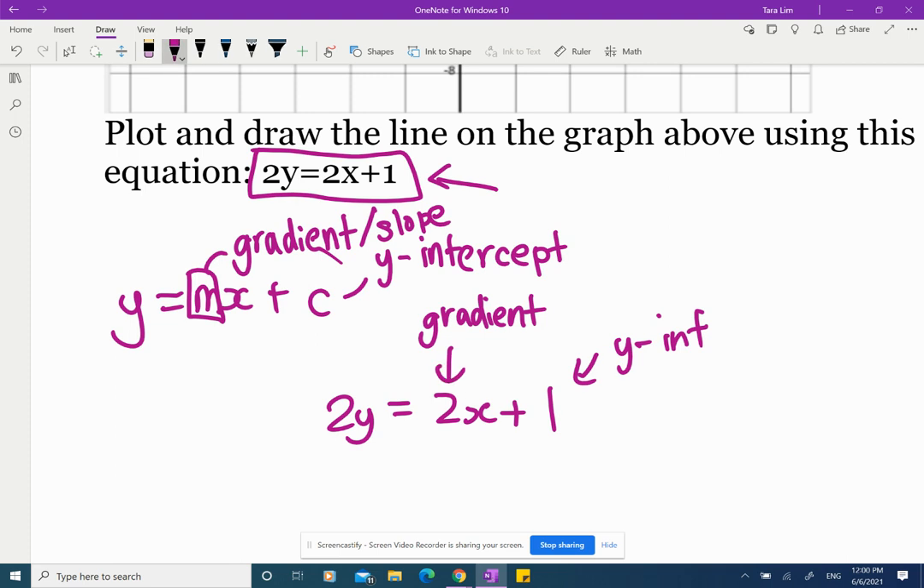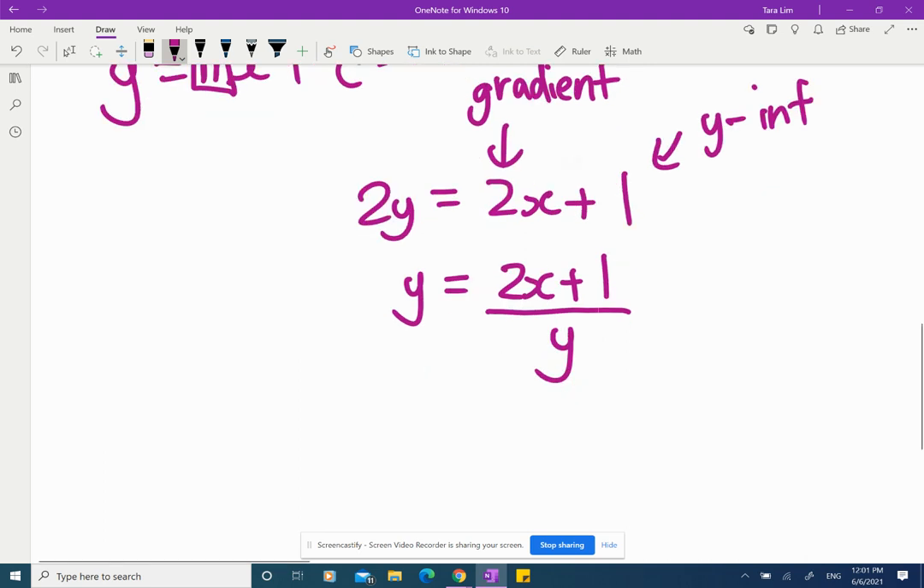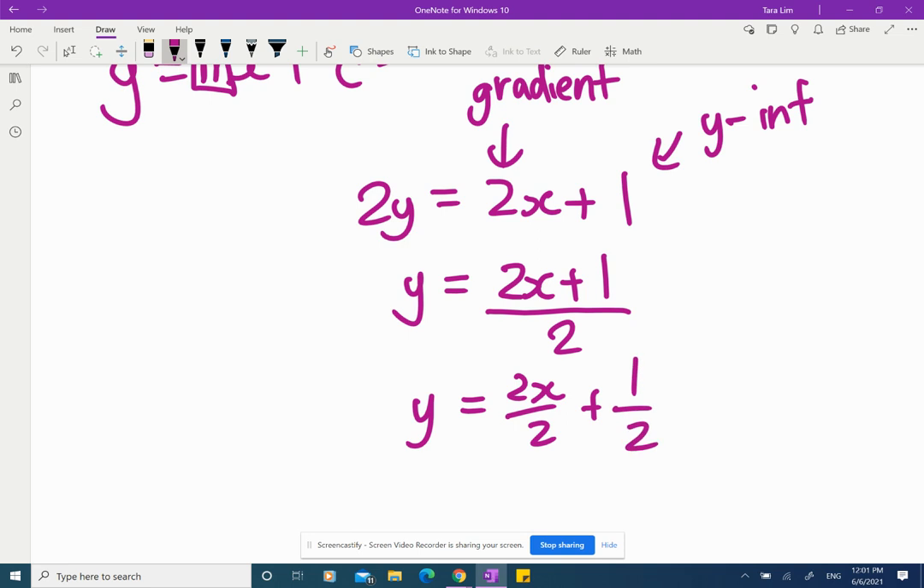So here we know that y is equal to mx plus c, and this is very similar, but the y has to be y only. It cannot be 2y, it cannot be 5y, it cannot be 10y, it only has to be the y. So you want to remove the 2. How do we remove the 2? We know that 2 and y are multiplying each other, so we have to move the 2 to the other side by dividing it. So this becomes 2x over 2 plus 1 over 2.